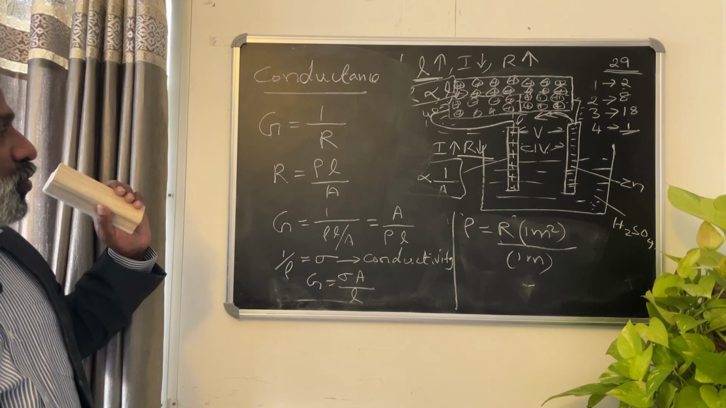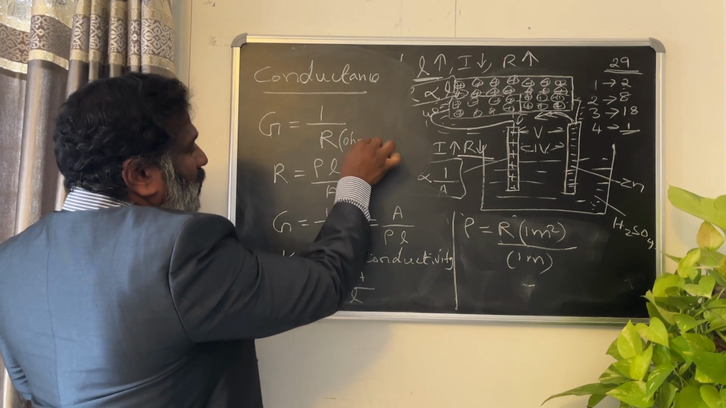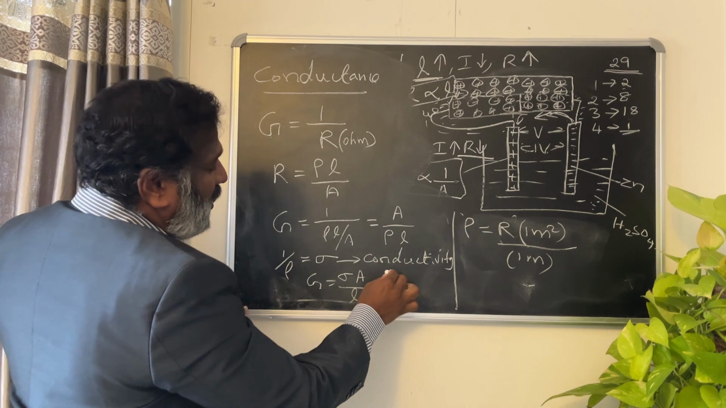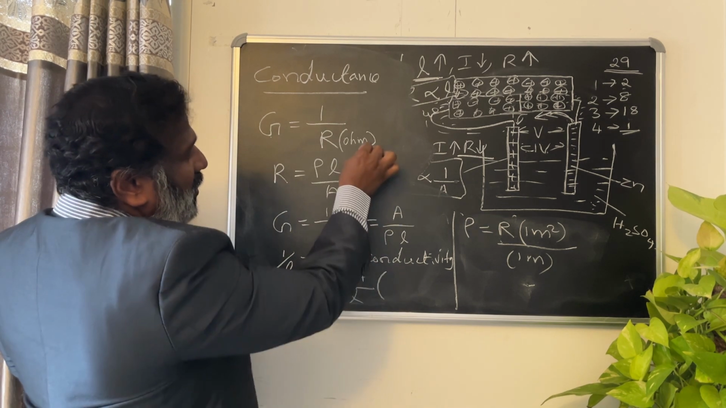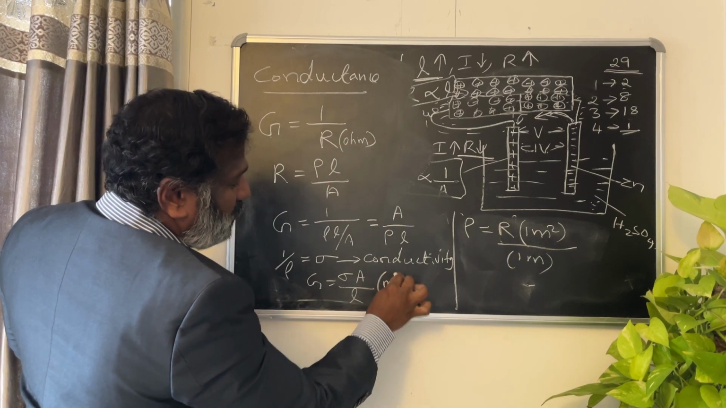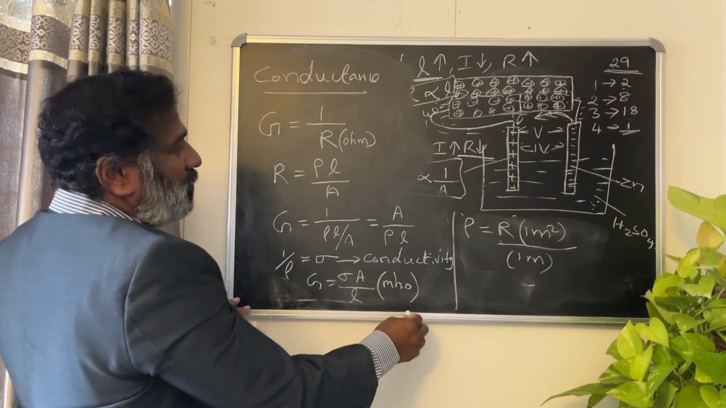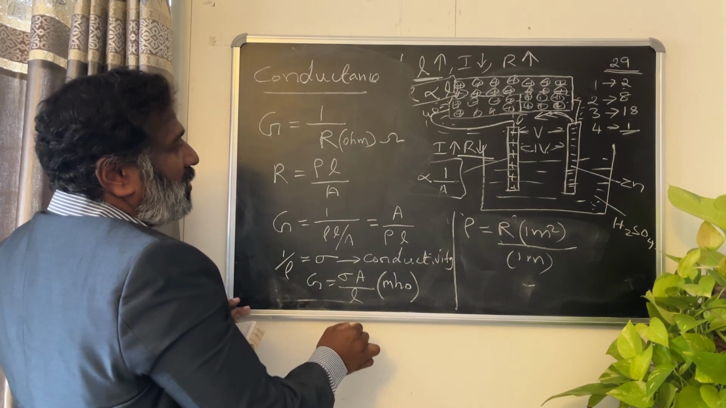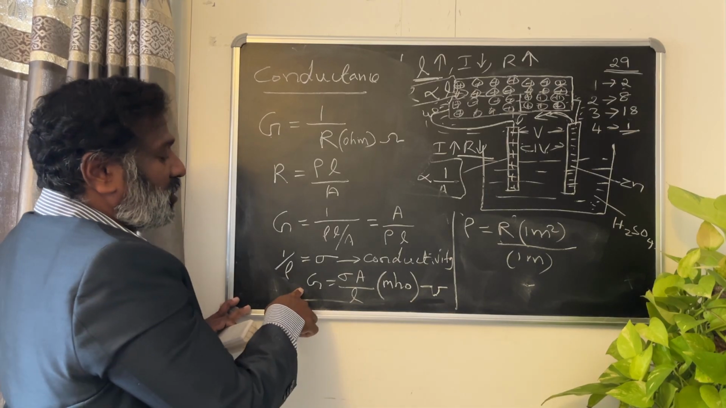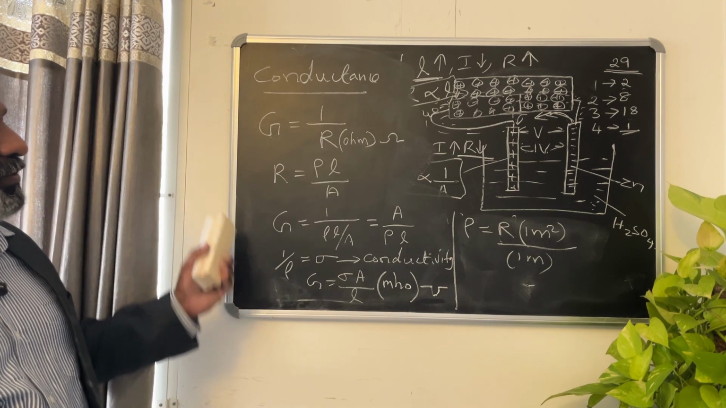Okay. So what is the unit for resistance? The unit for resistance is ohm. Conductance is the reciprocal of resistance. So the unit for conductance is ohm spelled from the other side, mho, M-H-O, mho. How will you represent ohm? Like this. So if you put it upside down, it denotes the unit for conductance. Clear?